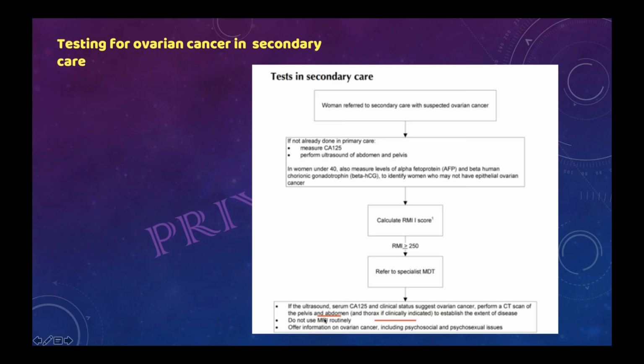Okay, now another few things you have to see here. If you see a patient and there is a suspicion of ovarian cancer, then consideration for CT scan of pelvis, abdomen and thorax, if clinically indicated, can be arranged to establish the extent of disease. Okay, this line is important. Why is it important? Because you will get a question from this line. They will give you some scenario, and the answer will be to perform a CT scan of abdomen and pelvis. So these are the tests done in secondary care.